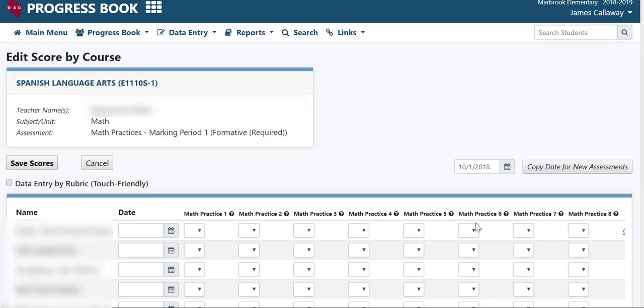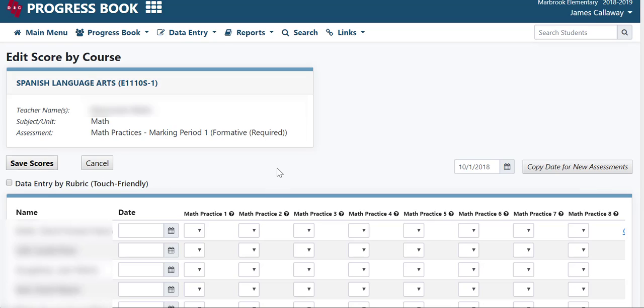If a student does not have a grade in one of these math practice columns, that's okay. The student will not get penalized for not having a grade there. They don't get like a 1. They just don't get a score at all. So it says it'll be not assessed. Other than that, you just make sure that you save the scores when you are finished.